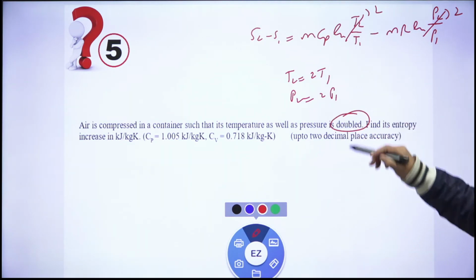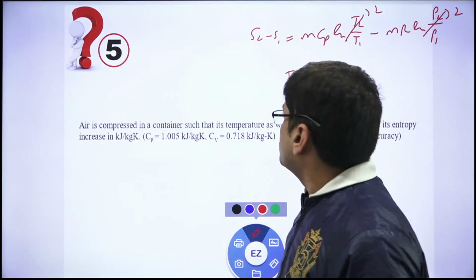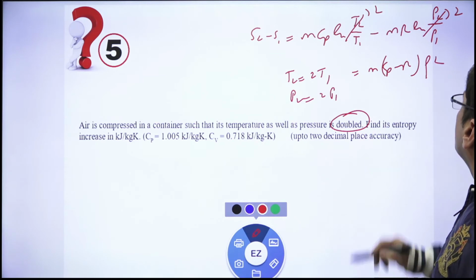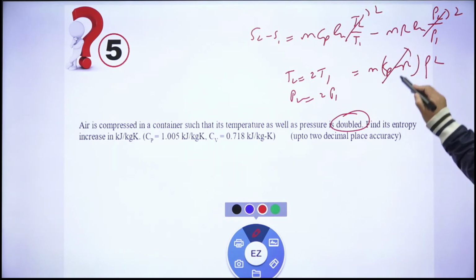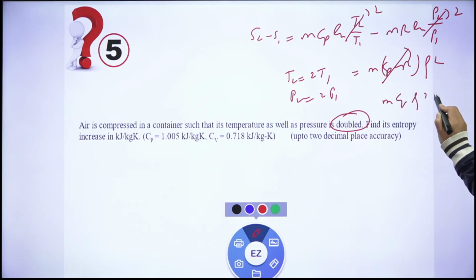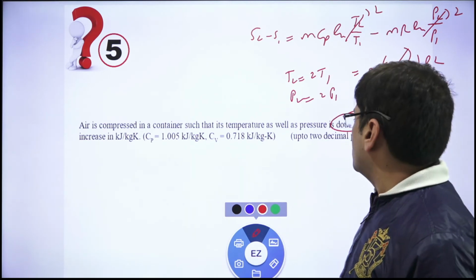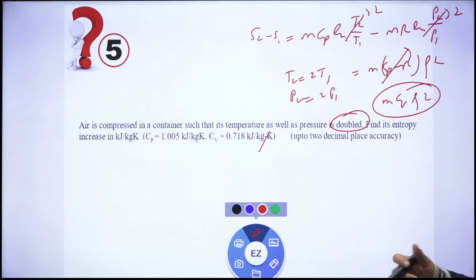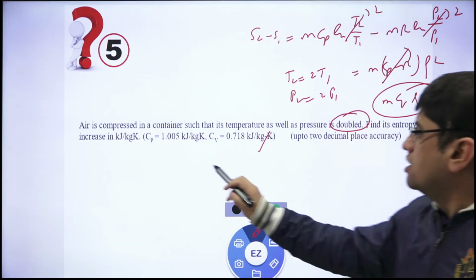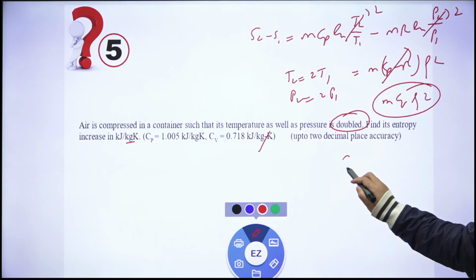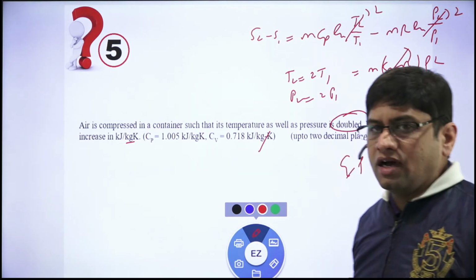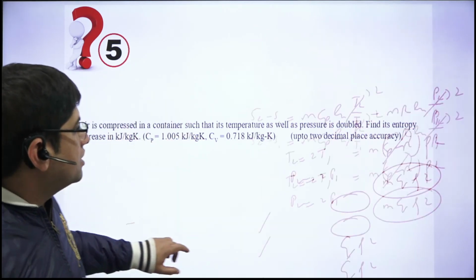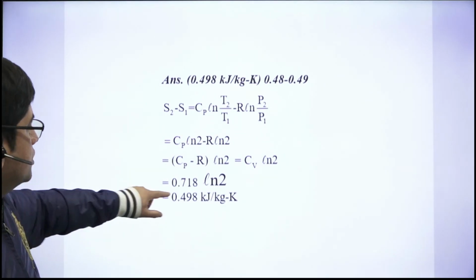So mCp log of 2 minus mR log of 2. I can also write this as m times Cp minus R, times log of 2, and Cp minus R is nothing but Cv, so mCv log of 2. Because he has asked the question per kg, you have to calculate up to 2 decimals, so m is to be taken as 1. So this is Cv log of 2, and solve at the end. Keep simplifying till the end and just calculate the answer at the end step only. Cv log of 2.